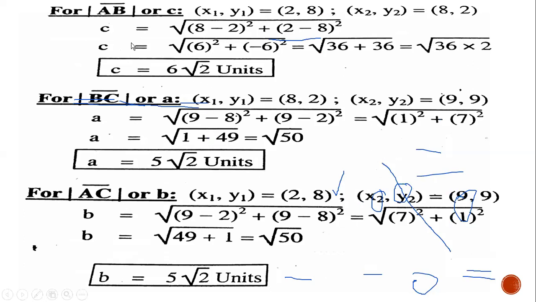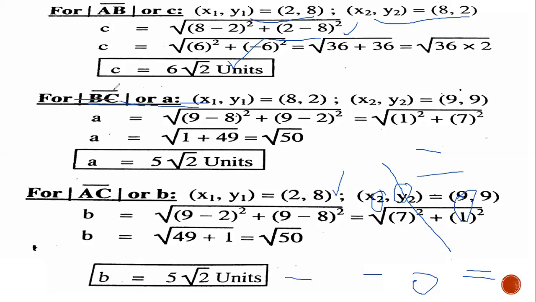It's very simple. For AB, consider x1, y1 from A. I'm taking the pen. From A, consider x1, y1 as 2, 8. From B, consider x2, y2 as 8, 2. Substitute in the distance formula, and we are very used to dealing with the distance formula. So the length of the side AB is 6√2, and in the figure the length of side AB is denoted by c. So we have computed c as 6√2.